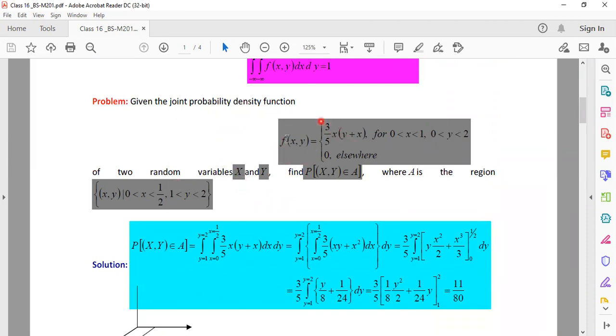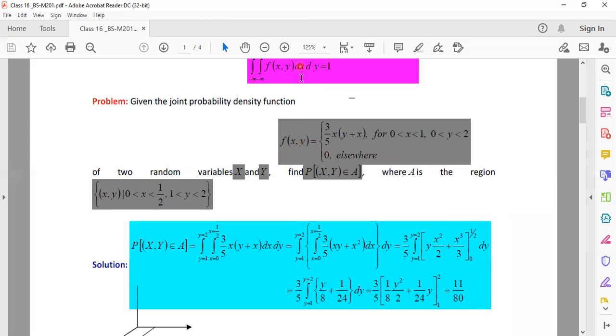So we have a probability function f(x,y), which is 3/5 (xy + x²), where x is lying in the range 0 to 1, and y is lying in the range 0 to 2. And for the completeness of the probability function, we have to write this inherent property of the function, which says that in any other range for x and y together, the probability is 0.